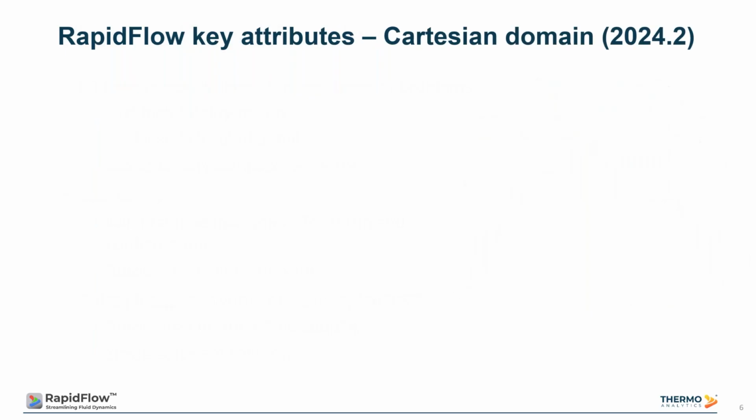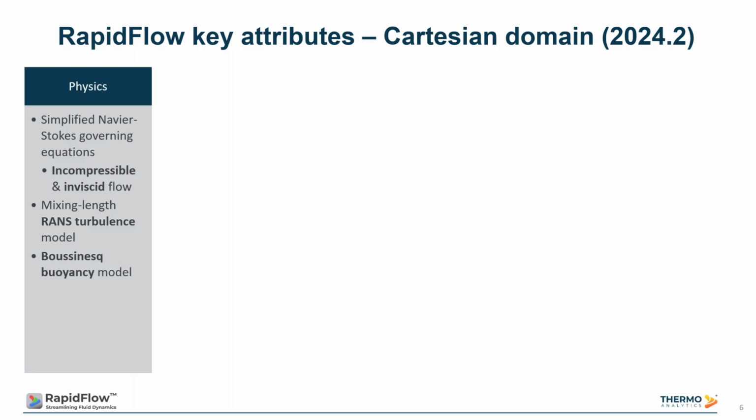In terms of specifically how we reach those attributes with how RapidFlow is designed, I've got a slide here to summarize some of the key attributes of this extension as of our latest 2024.2 release. In terms of the physics assumptions, we start from simplified Navier-Stokes governing equations for the fluid domain. We simplify them down to be both incompressible and inviscid flow, reducing the complexity.